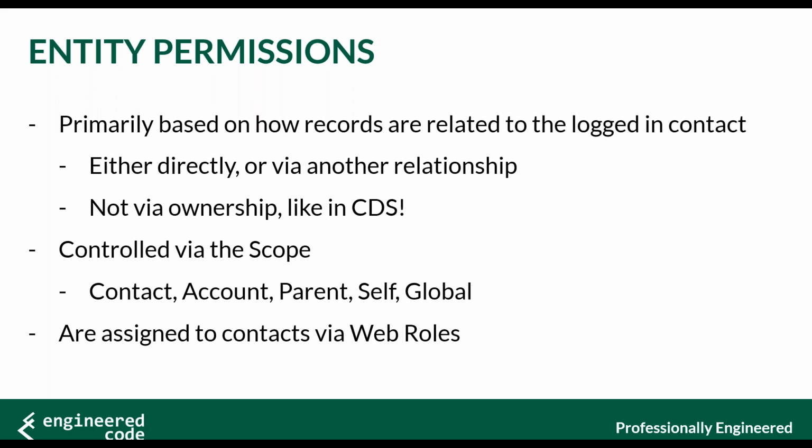And then for each entity permission, you define the scope, and the scope is what tells the system, okay, which records should I actually have access to? There are 5 types of scope. As I mentioned, the main one that you'll probably see used is contact, but there's also account scope, parental scope, self scope, and global scope. We'll get into those in just a second, and we'll dive into each one of those separately, and I'll explain what each one is.